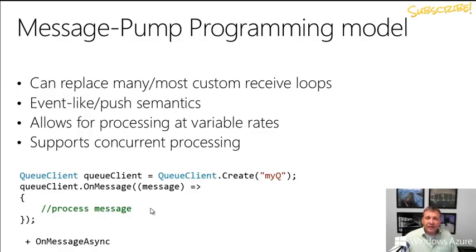So if you want to have that kind of flexibility, then you probably want to build your own receive loop. So building your own receive loops gets relegated to corner cases, but typically the on-message model is something that will be sufficient. And it is the one receive loop to rule them all, available on subscriptions and on queues.